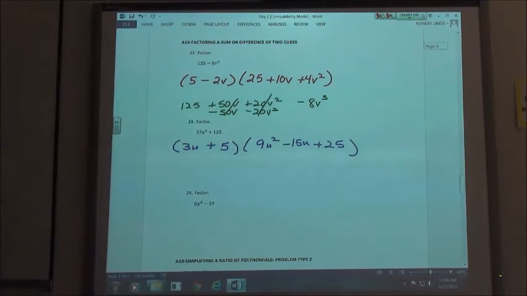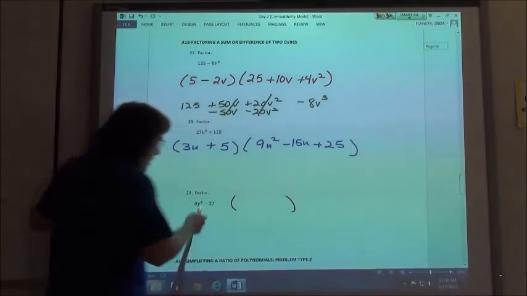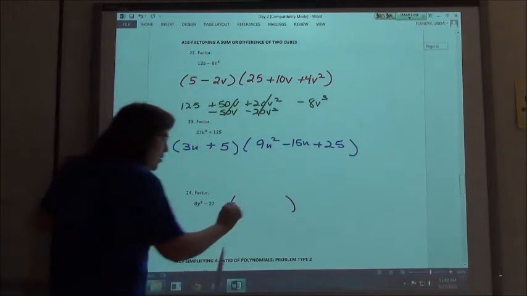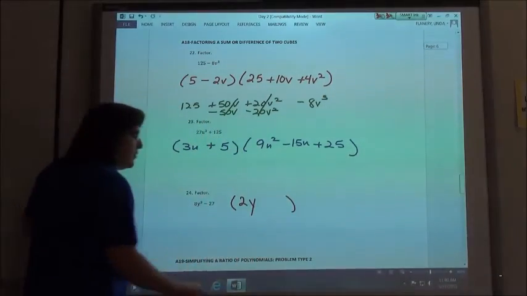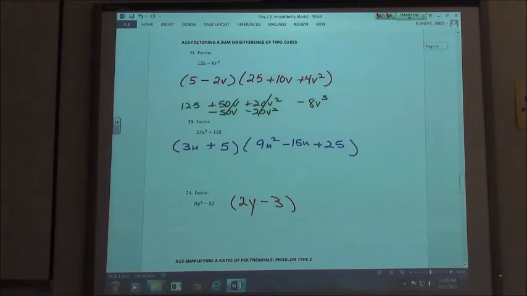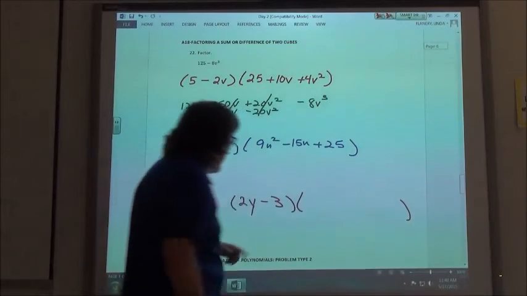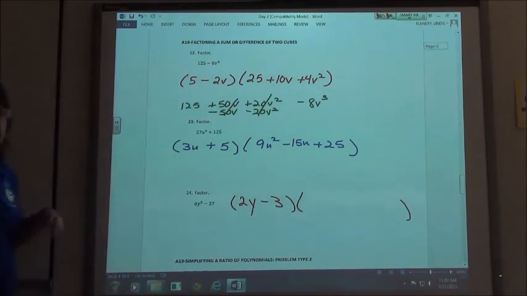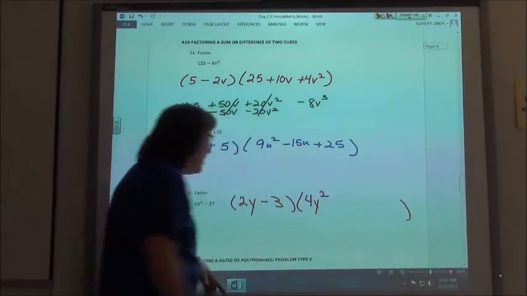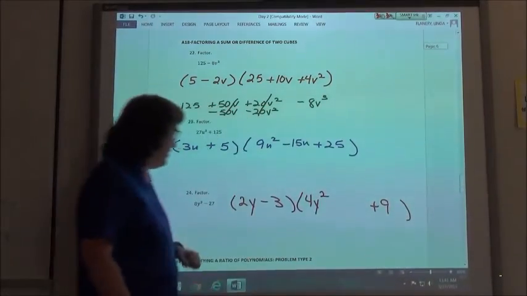Number 24, same kind of thing. I'm factoring the difference of perfect cubes. In my first set of parentheses, I do my cube roots. The cube root of 8y cubed is 2y. Cube root of 27 is 3. Same sign in the middle, so there's going to be a minus sign in there, 2y minus 3. Second set of parentheses. Squaring each of those two terms. 2y times 2y, 4y squared. Negative 3 times negative 3, positive 9.